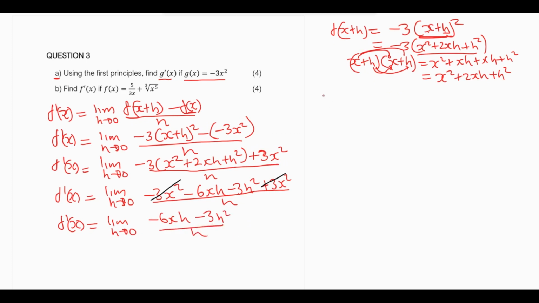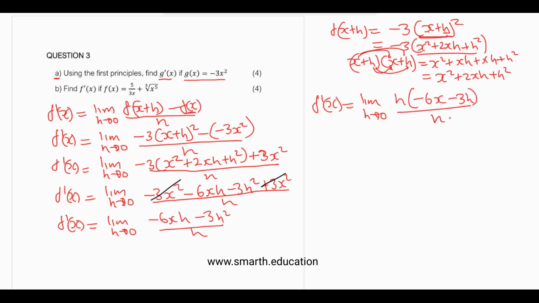On the numerator, we can factor out h, so it's f prime x is equal to lim h approaching 0, then h outside, then negative 6xh divided by h, we get negative 6x, and then negative 3h squared divided by h, we get negative 3h, all this over h. Then h divided by h is 1, we remain with f prime x is equal to lim h approaching 0, then negative 6x minus 3h.